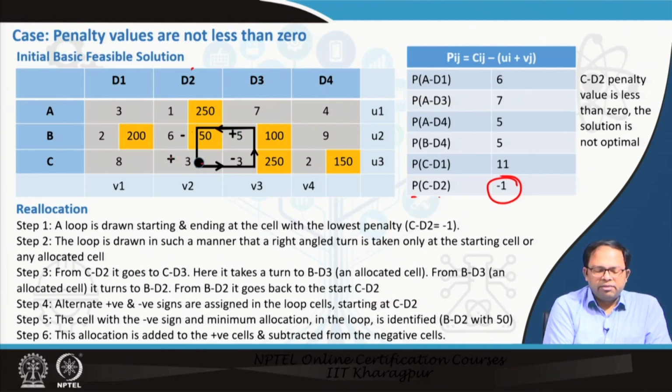We give alternate positive and negative values, plus, minus, and then we check which one has the lowest allocated value among the negative cells. This 50 is the lowest negative value. So we will take that and subtract it from this one and add it to the other two positive cells. So alternate positive and negative signs are assigned to the loop cells, and the negative cell with the minimum allocation in the loop is identified, which is 50. This allocation is added to the positive cells and subtracted from the negative cells.